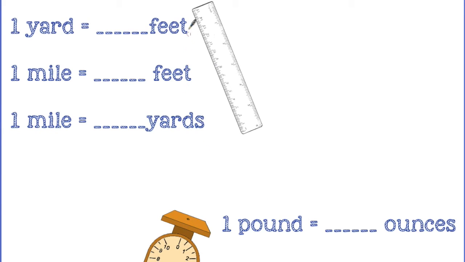conversions. So from feet to inches, we know that in 1 foot there are 12 inches. In 1 yard there are 3 feet.